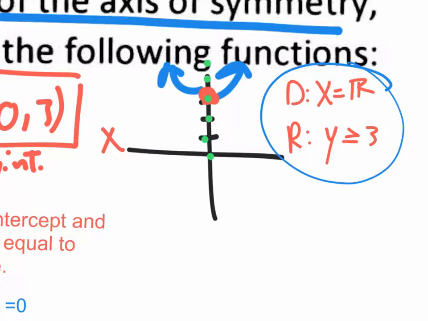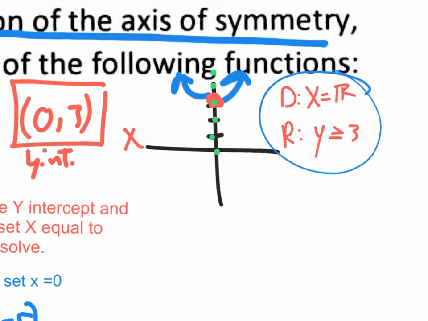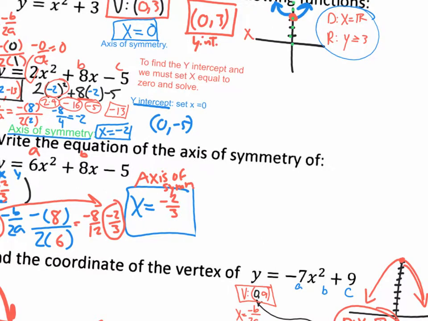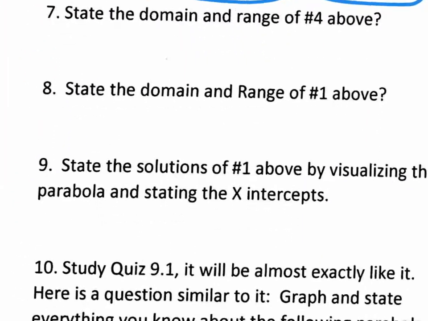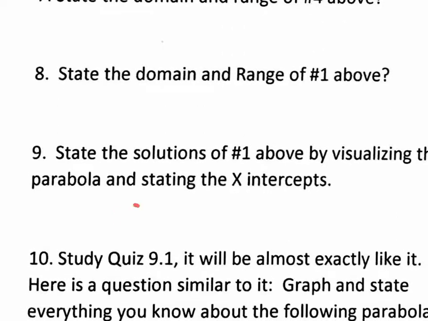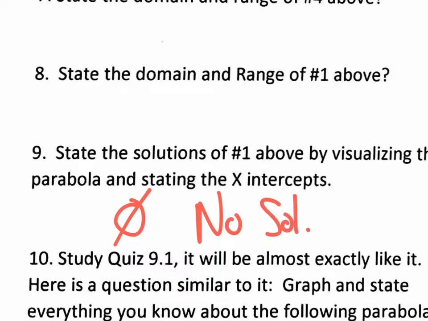So what do we say about the solutions to number 1? That there are no solutions, right? So you write this no solution symbol. Or you could write out no solution, right? Up to you.